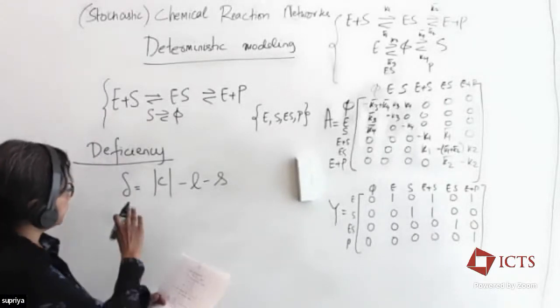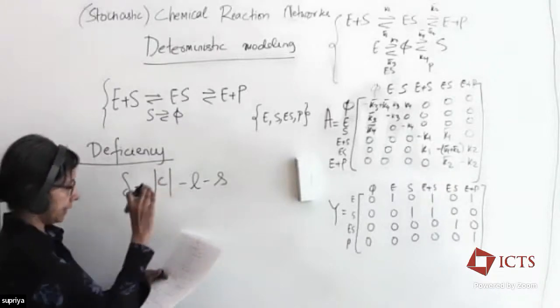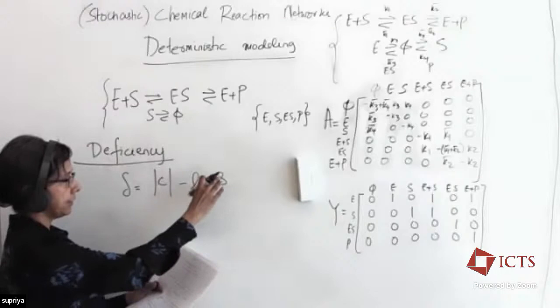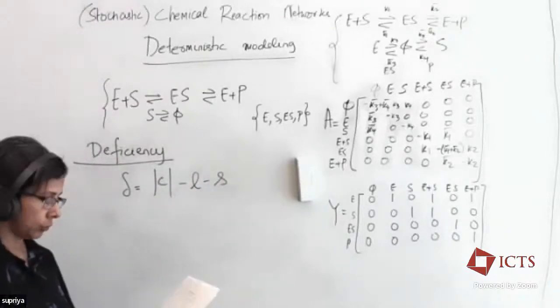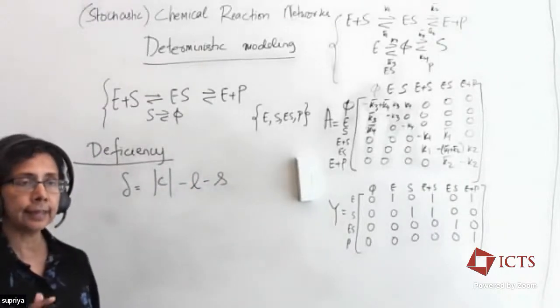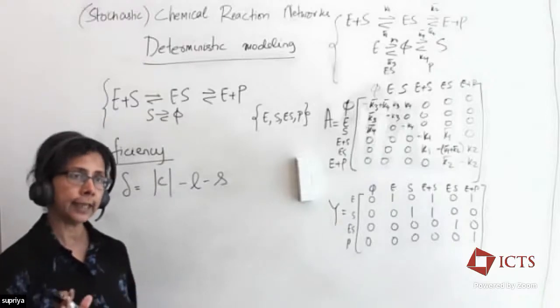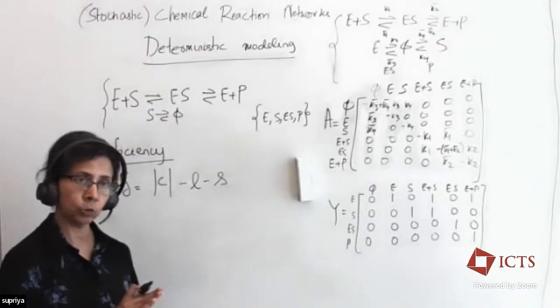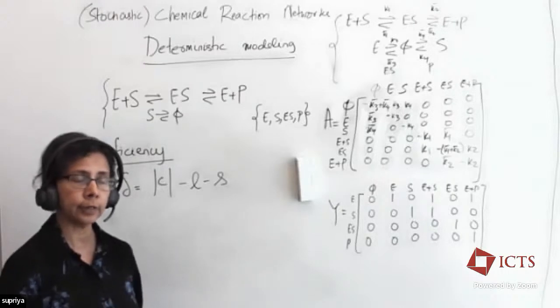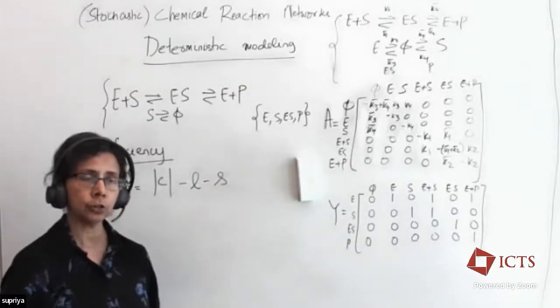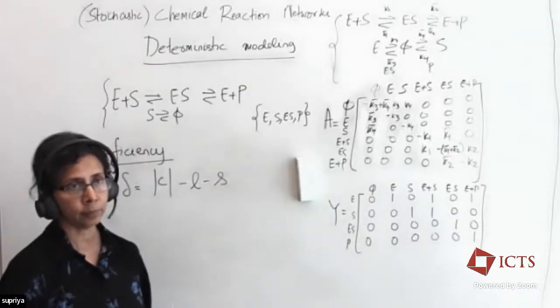So C is the number of complexes, L is the number of linkage classes, S is our dimension of the stoichiometric subspace. And as I said yesterday, we'll see that this has to be strictly non-negative. It means it could be 0, of course. That's the case we're going to consider, where there's a lot of help that we get from this hidden structure. And then it could be non-zero.